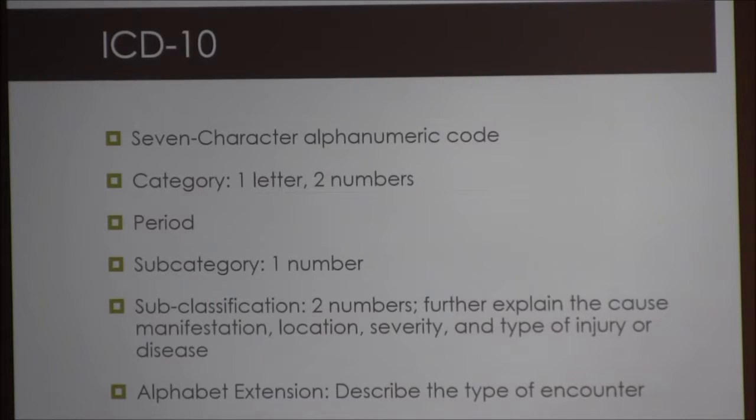ICD-10 is a 7-character alphanumeric code. It starts out with one letter and then 2 numbers. Usually there's a period in between, and then a subcategory, 1 number, and then a subclassification of 2 numbers to further explain the manifestation, the location, the severity, and the type of injury of the disease. The alphabetical extension helps us describe the type of encounter. So this is a lot different than what ICD-9 had. It's so much more specific. Specific in that we can now say the cause of the manifestation of the disease, the location, and the severity. These are things that were not able to be mentioned in ICD-9. So this was a very good update.